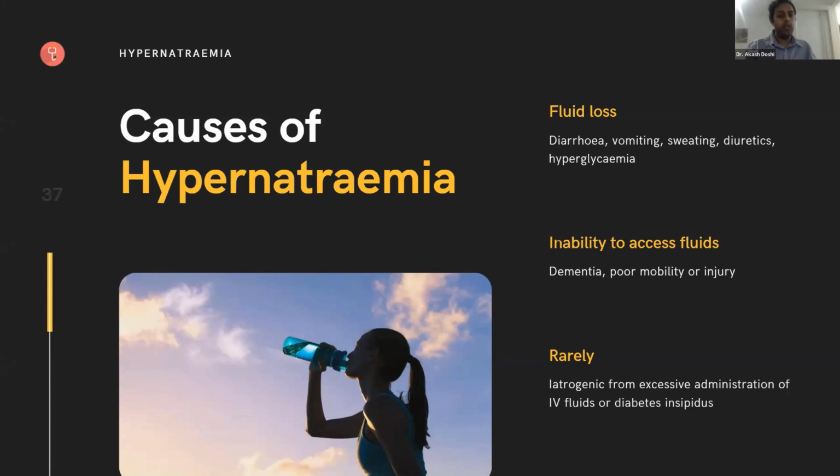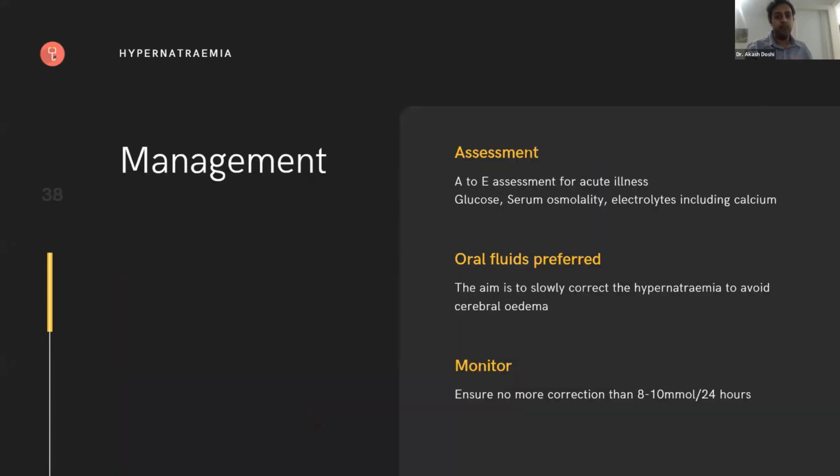Or it might be because we've given excess IV fluids. But again, that's very, very rare. You've really got to give 3% or hypertonic saline before you get hypernatremic. 0.9% saline is just not expected to do it. And so our assessment is looking for the underlying cause of why they're unwell and unable to access fluids, specifically looking at the glucose and the calcium, because both of those will cause people to pass more urine.